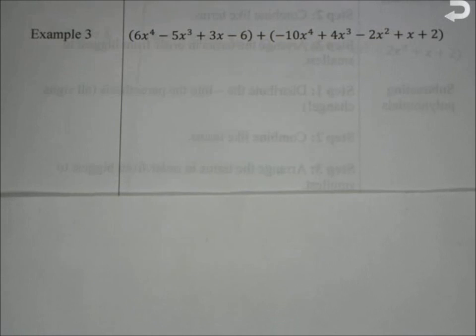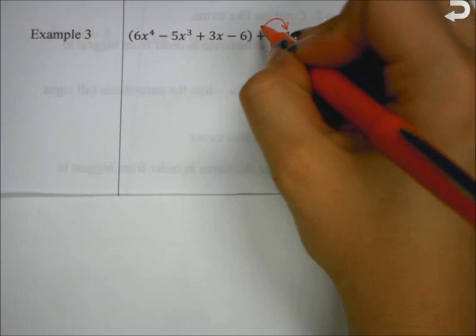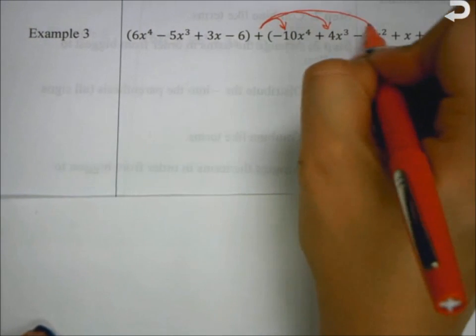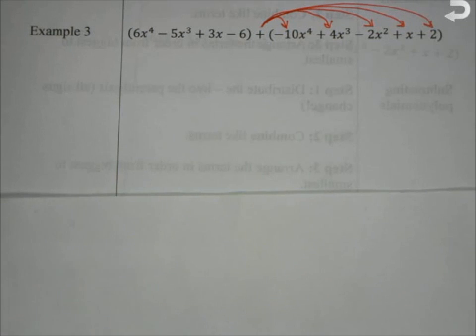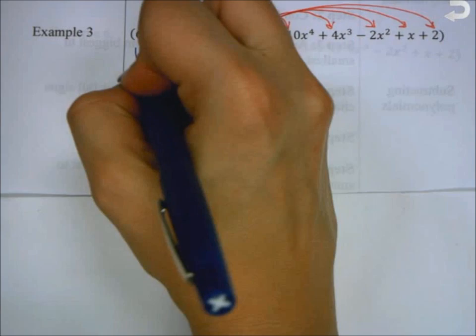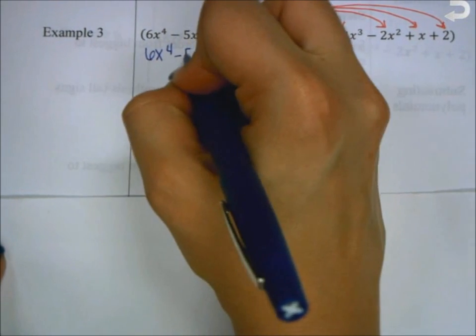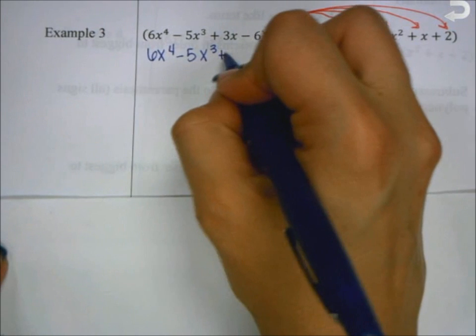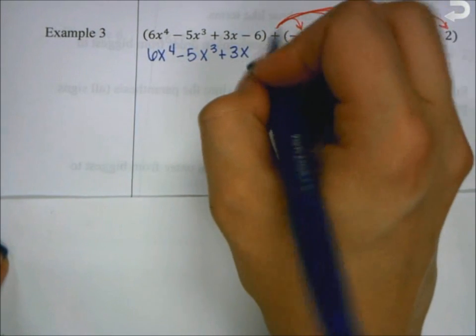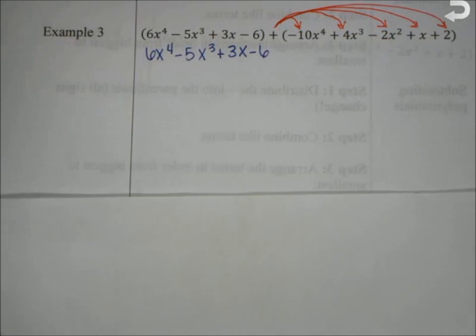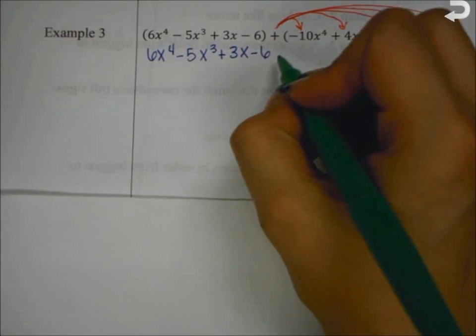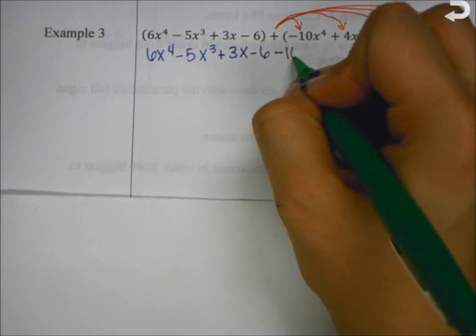No. So let's rewrite our expression. We have 6x to the fourth minus 5x to the third plus 3x minus 6, plus a negative is what? Minus 10x to the fourth plus 4x to the third minus 2x squared plus x plus 2.